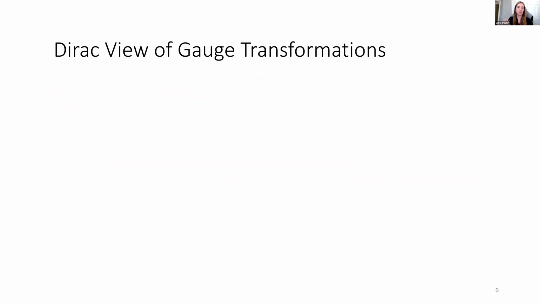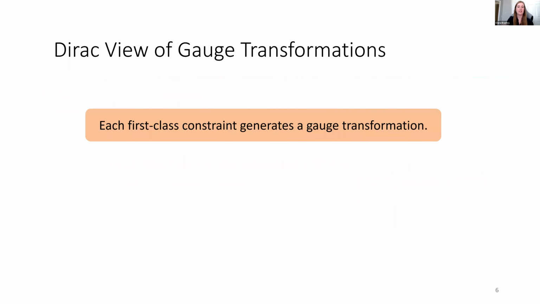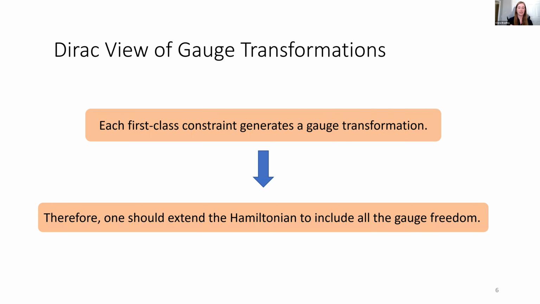But the focus of my talk is going to be on the notion of a gauge transformation that particularly comes from Dirac. And this is the view that each first-class constraint generates a gauge transformation. And Dirac thought that this definition had several important consequences. The consequence that's going to be the focus of this talk is that he thought that on the basis of this, one should extend the Hamiltonian in order to include all of the gauge freedom.